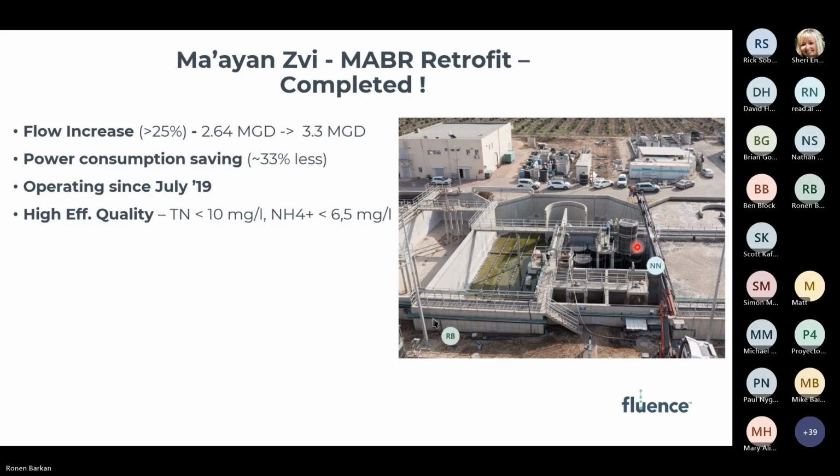Here in the picture, by the way, you can see the installation of one of our retrofit phases. These are the anaerobic chamber, here is the SUBRE chamber, and this is the aerobic low DO chamber.